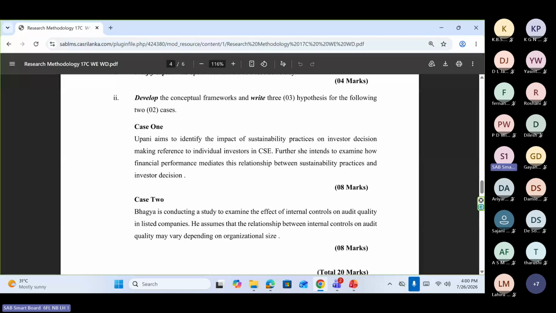Second, further, she attempted to examine how financial performance mediates. Right now, the variable is there, that is the financial performance. We call it a mediator variable. It mediates the relationship between sustainable practices and the investor decision. Is there a relationship between financial performance as a mediator, the sustainable practices and then the investment decision? We'll show that one first.